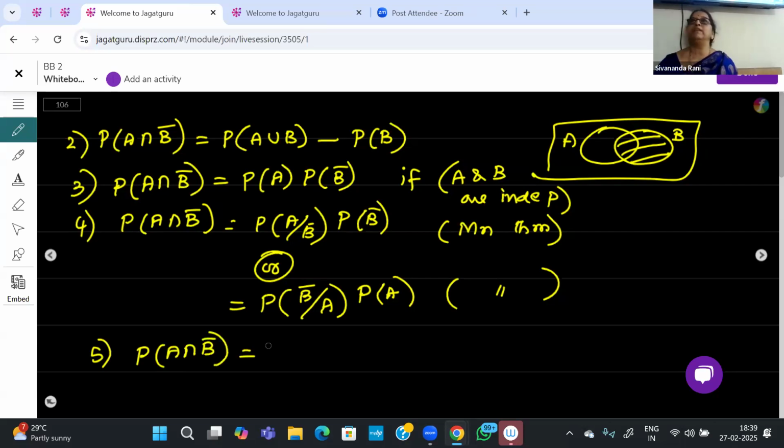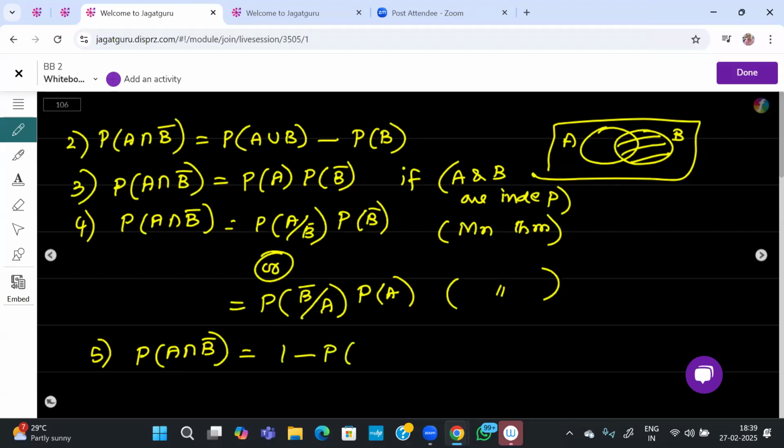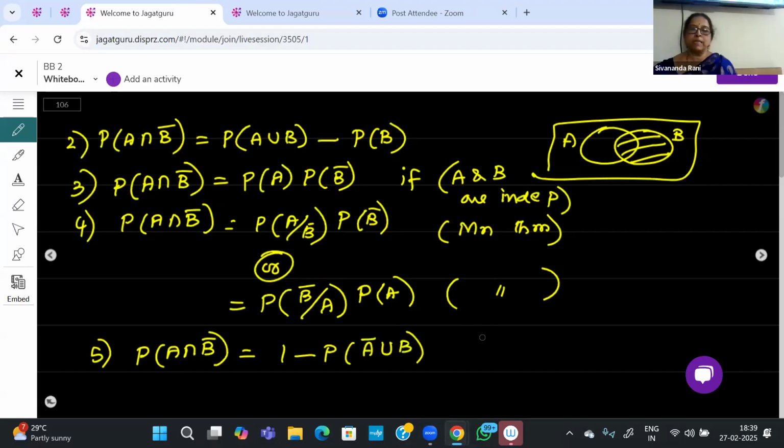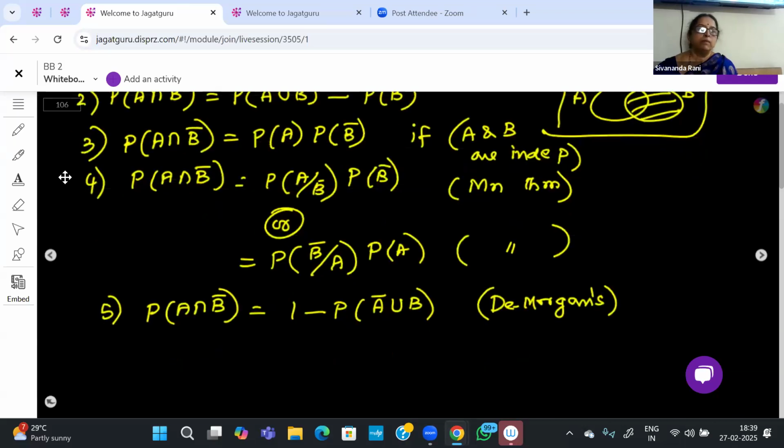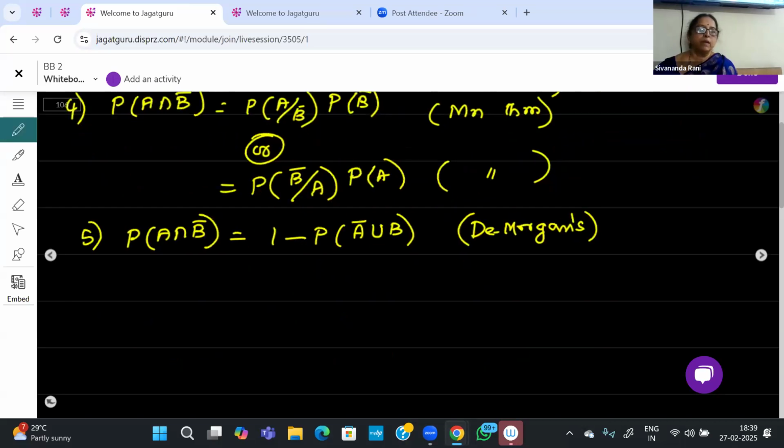One more I want. We can use De Morgan's law. We can use it. That's what I'm thinking. P of A complement union B. 1 minus P of A bar union B. Another way of expressing. De Morgan's law is always, again, universal, and can be used in situations where it is tough. Okay. Let us pass on to the next possibility.